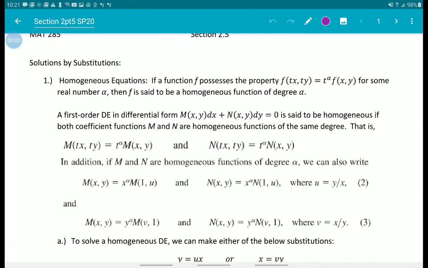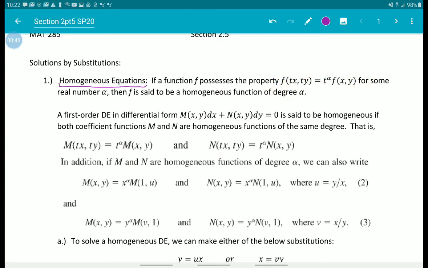So in this video, we're going to talk about different substitutions we can make to help us solve a differential equation. And we're going to start by talking about homogeneous equations. When we talk about an equation that's homogeneous, we're talking about a function that if we were to substitute in tx and ty for x and y, and we were able to pull out t to some power and then have the function f of xy, then we say this is a homogeneous function, and the degree would be that exponent on the t, whatever we were able to pull out.